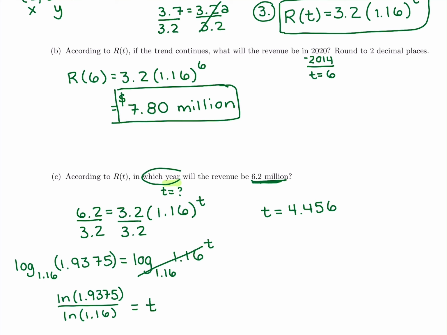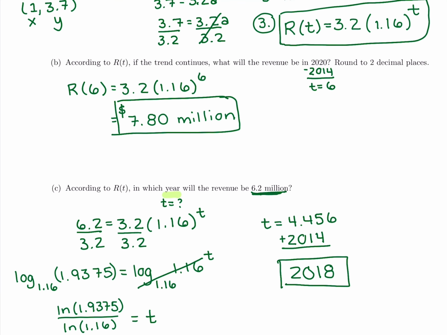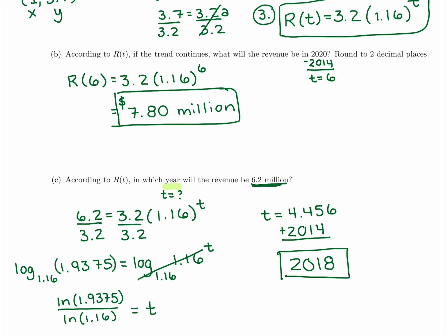It says which year is that? Well, it's 4.5 years just about after 2014, my time 0. So we're looking at in 2018 is when they hit that goal of $6.2 million, which makes sense because by 2020, they were at $7.8 million. So 2018, they hit the $6.2 million revenue.